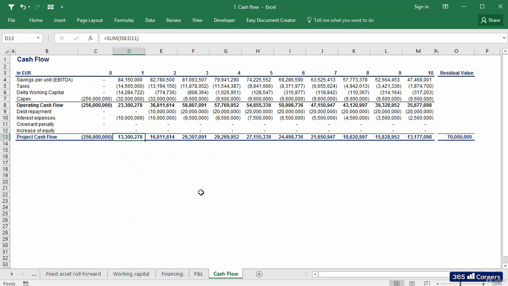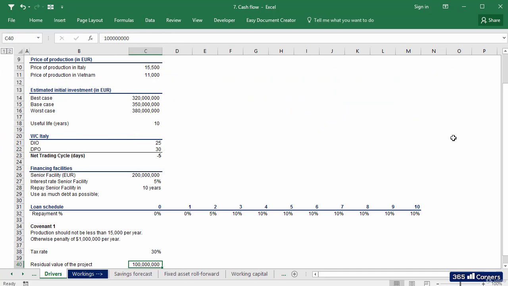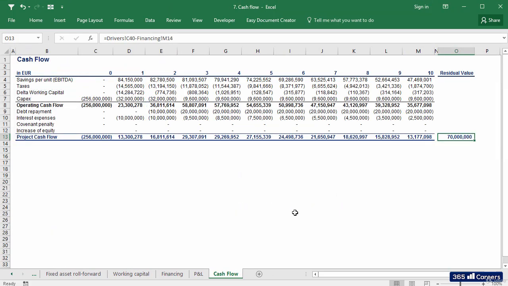Awesome. Aren't we forgetting something? Oh, yes, 2 things. Residual value. We had to indicate that at the end of the 10-year projections period, the plant will be valued at $100 million minus outstanding debt. And what else?